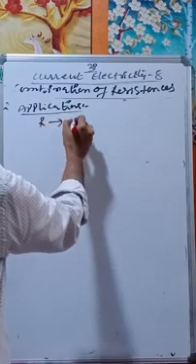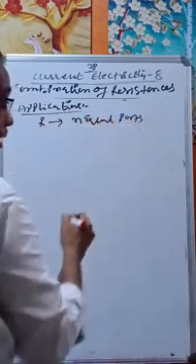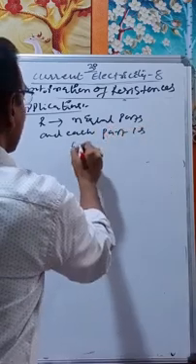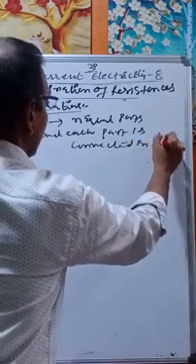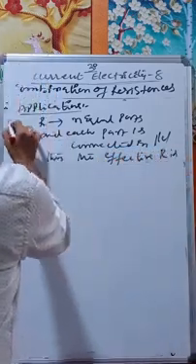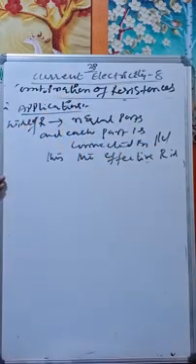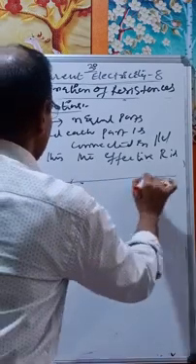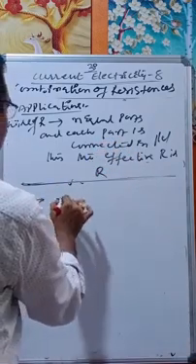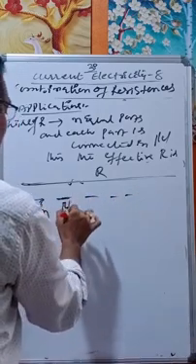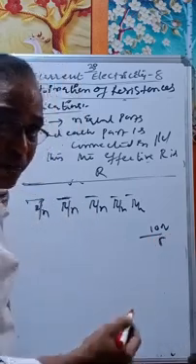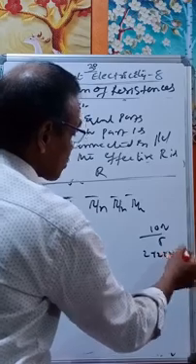If a wire of resistance R is divided into n equal parts, and each part is connected in parallel, then what is the effective resistance? The wire has resistance R. It is divided into n equal parts. This is one part, another part, another part. What is the resistance of each one? R by n, R by n, R by n. If a 10 ohm resistance is divided into 5 equal parts, then what is the resistance of each part? 2 plus 2 plus 2 plus 2 plus 2.